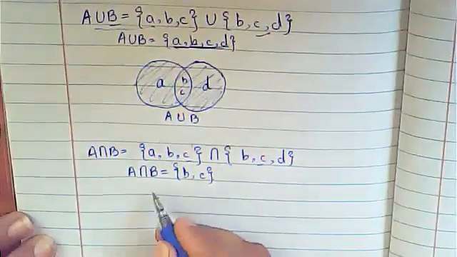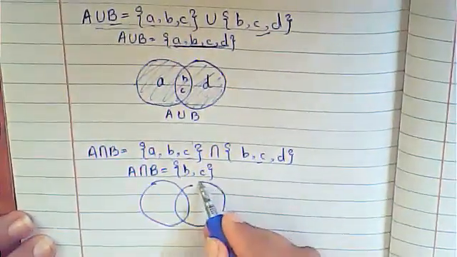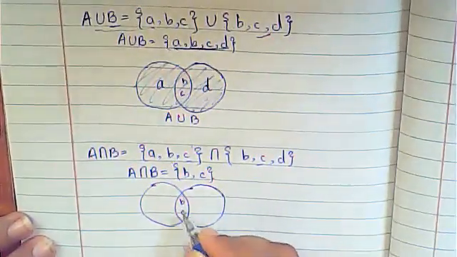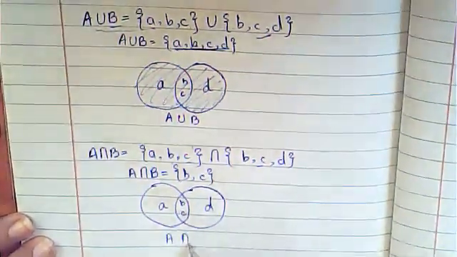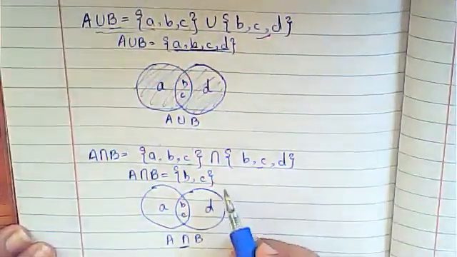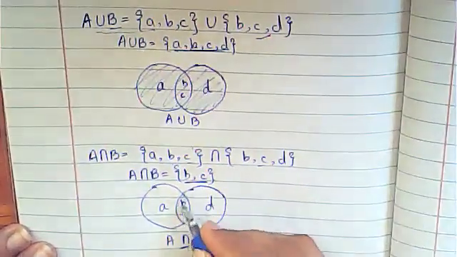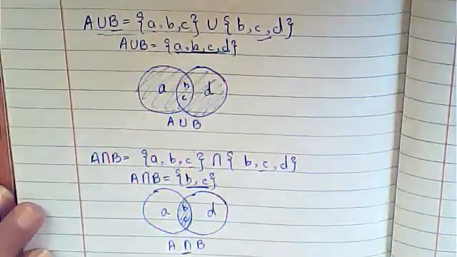Again, the circles are overlapping, so you will make overlapping circles here. B, C is common, so you will write it down here. This is A and this is D, and this will be A intersection B. Since you are making the A intersection B diagram, you will color only those elements which are present in the answer. So BC is present, so you will color BC. That's it. This is the way to solve this question.